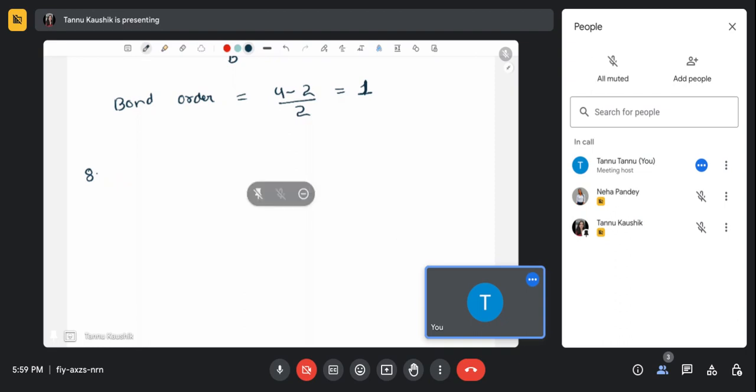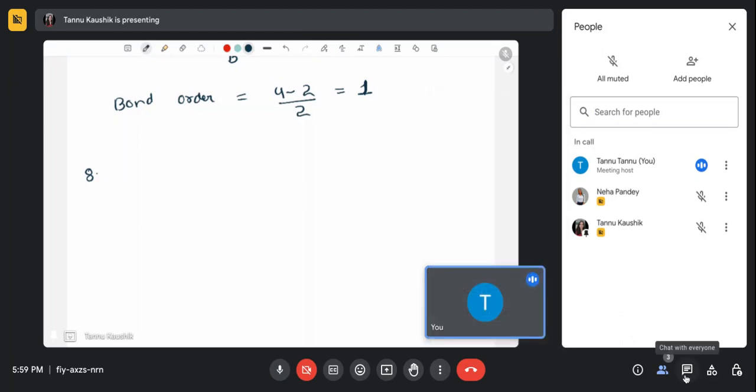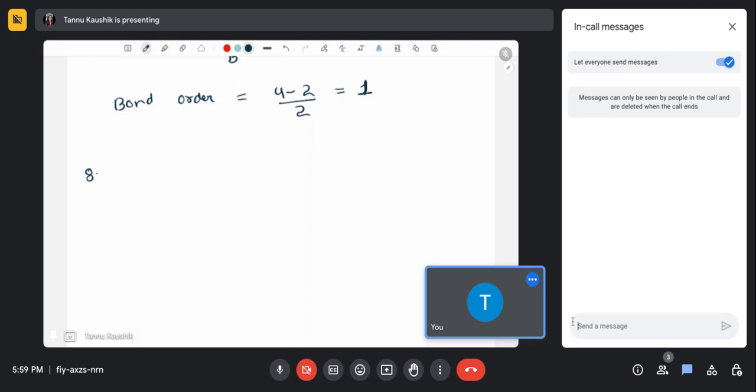Okay, but still you can take my email id, tanukaushik29. I'm writing it in the chat box. If you still have any doubts, you can contact me, you can just mail me, I will share my contact number if you text me.